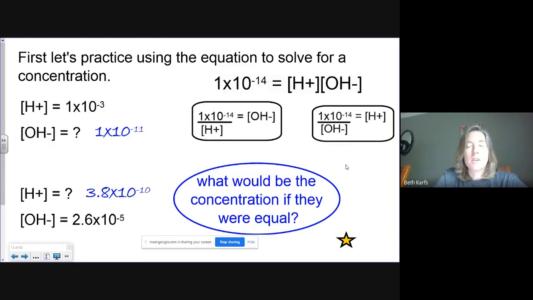All right, so whether you use your calculator or you did it mentally, 1 times 10 to the negative 7 would be the concentration of hydrogen ion and hydroxide ion if they were the same, so that when you multiply them together, they would equal 1 times 10 to the negative 14. So hopefully that's going to seem useful later on when we start to talk about pH.